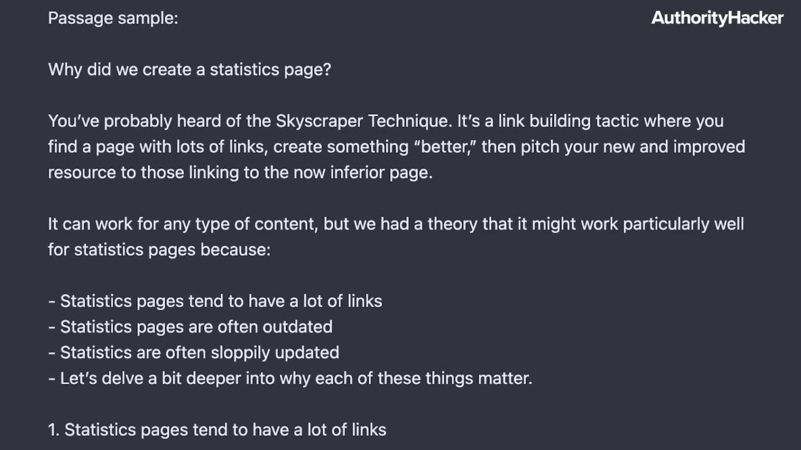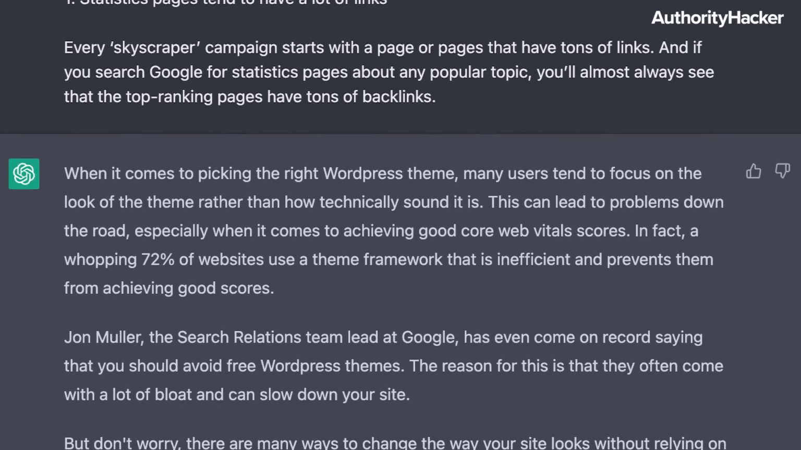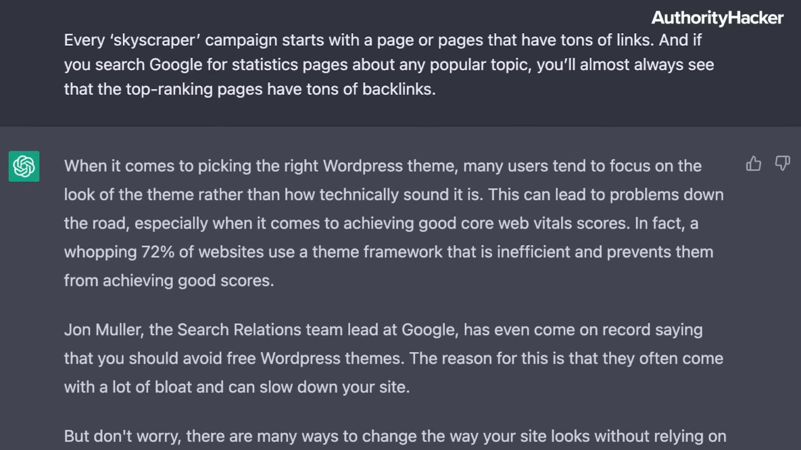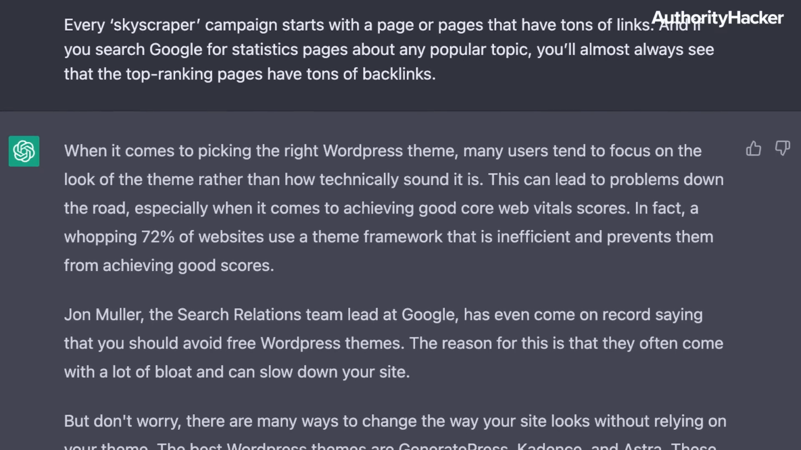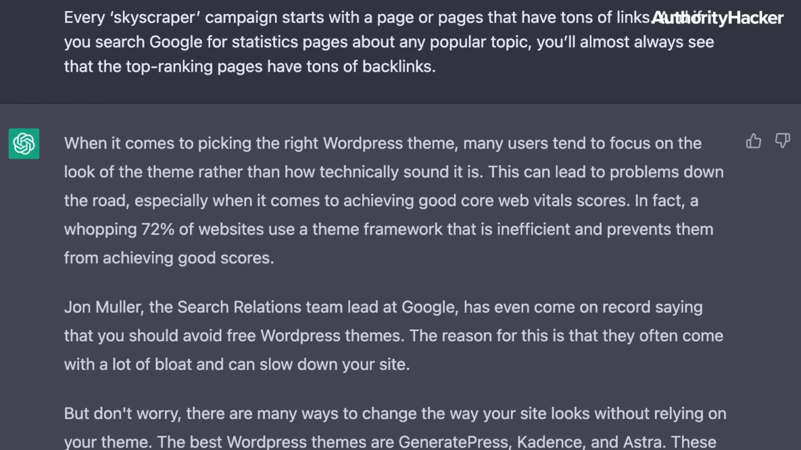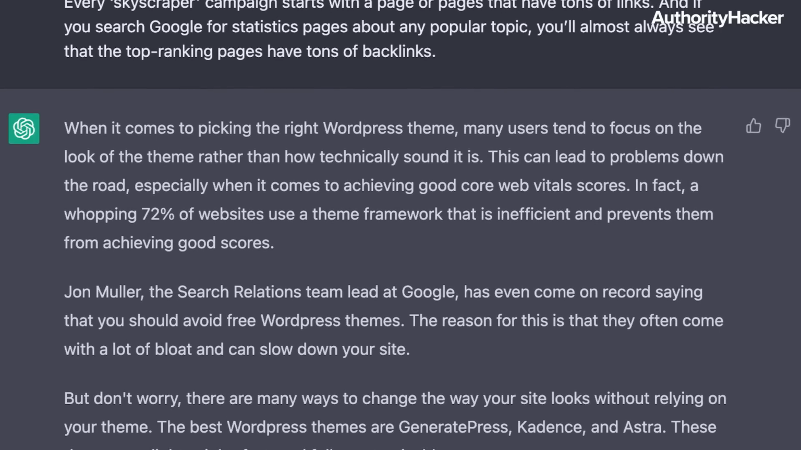Joshua's section, right? And it wrote an article that reads not exactly like Josh's stuff because it didn't break up very well in bullet points, etc., but feels a bit similar while retaining all the facts and not making any stuff up, right? So it says, when it comes to picking the right WordPress theme, many users tend to focus on the look of the theme rather than how technically sound it is. This can lead to problems down the road, especially when it comes to achieving good core web vital scores. In fact, a whopping 72% of websites use a theme framework that is inefficient and prevents them from achieving good scores. So you can see there is that, and after that it quotes John Mueller, and it does all of this basically.